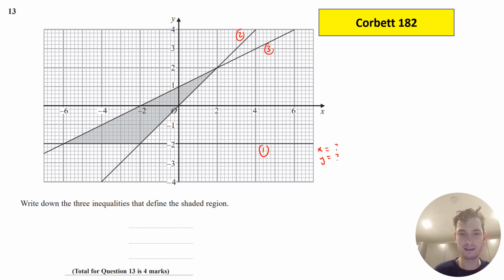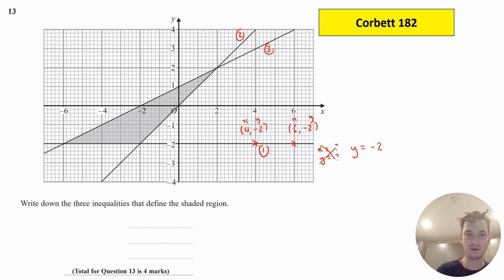And to do that, let's find out some coordinates. So this coordinate here is 4, minus 2. This one here is 6, minus 2. So what's the same in both? The same in both is that y equals minus 2. And I'll deal with the inequality later on.